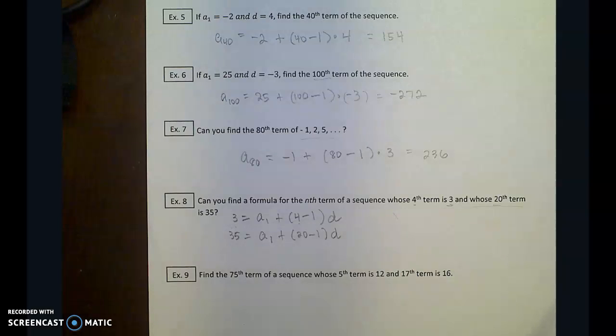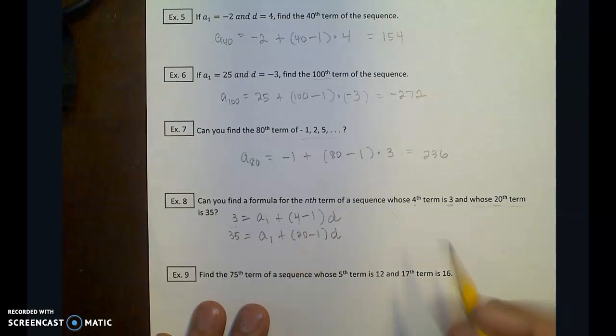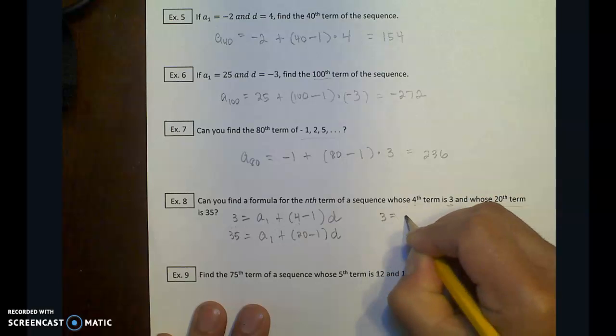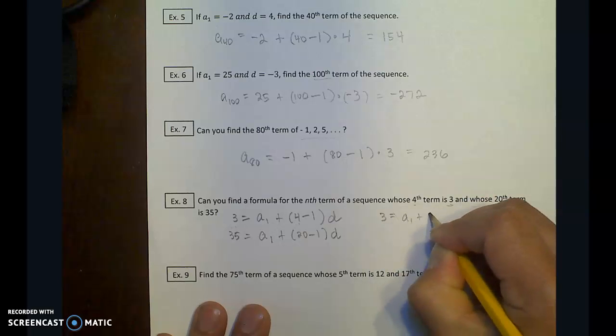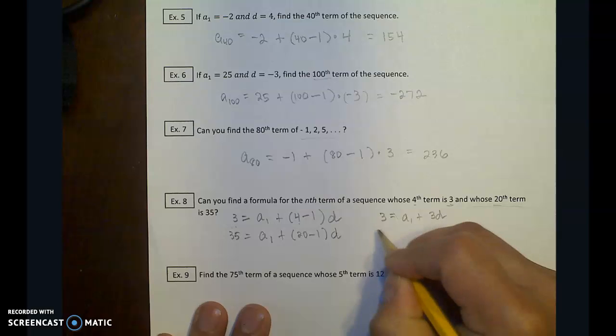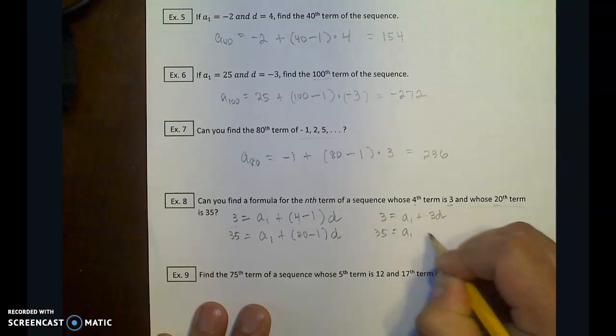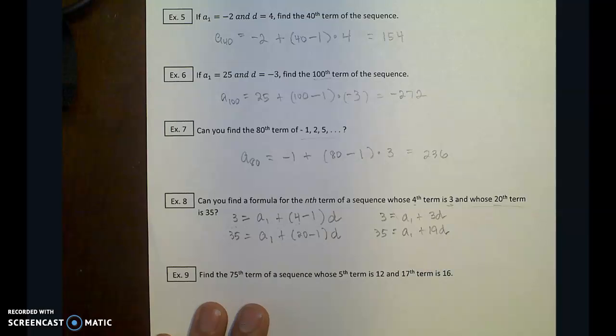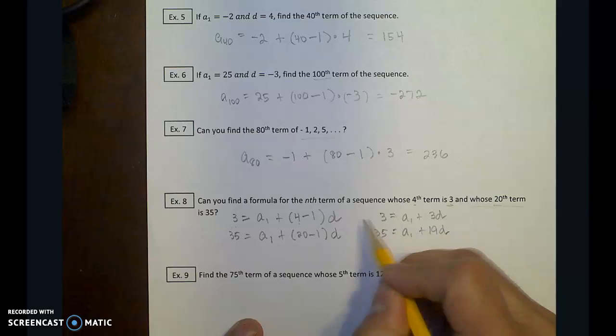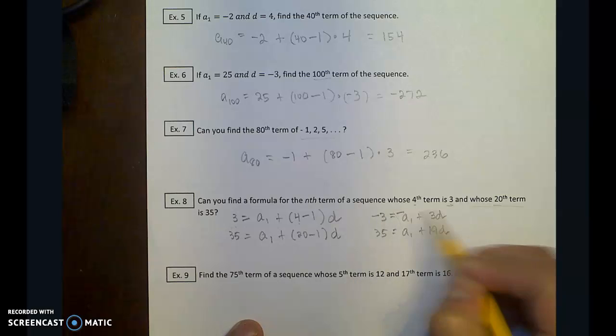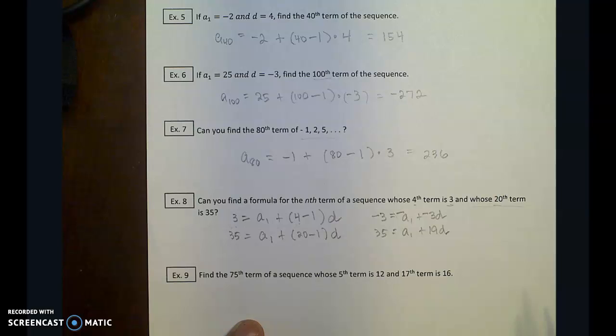And the way we solve systems, one way is by using the elimination method. So I'm going to quickly do the math here. We get 3 equals a sub 1 plus 3d, and 35 equals a sub 1 plus 19d. Here again, it's a system of equations, so I'm going to use the elimination method. I'm going to multiply this top equation by -1. That's going to be -3, negative a sub 1, negative 3d.